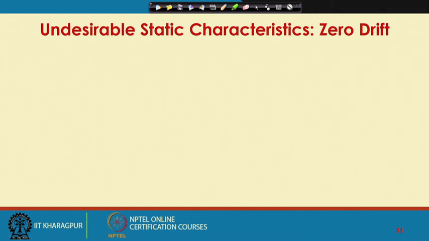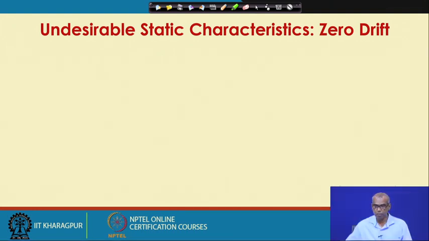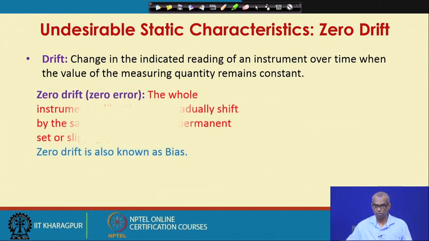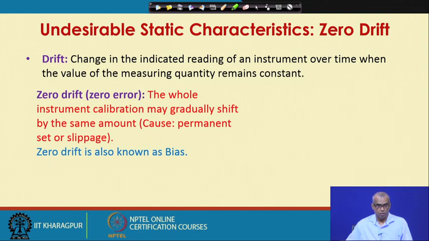Zero drift is another undesirable static characteristic. We have discussed previously that if drift is more, the instrument cannot be very precise. Drift is the change in the indicated reading of an instrument over time when the value of the measuring quantity remains constant. There are different types of drifts: zero drift, span drift and a combination of zero drift and span drift.